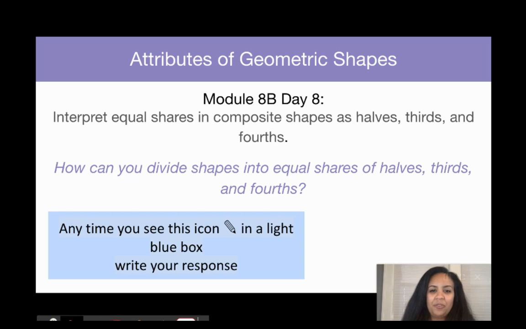Today, we will be answering the following question. How can you divide shapes into equal shares of halves, thirds, and fourths? There may be some words in this question that you are not familiar with, such as halves, thirds, and fourths. And we will learn more about these words in this video. Promise.